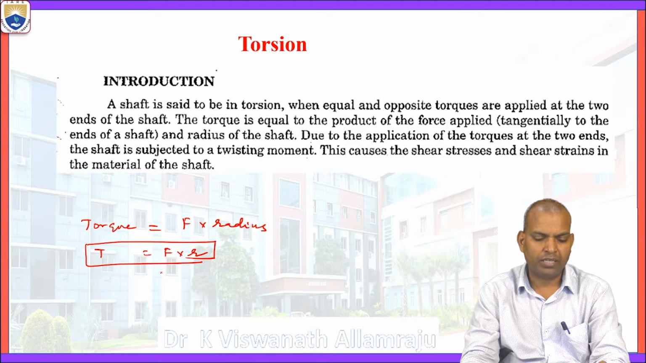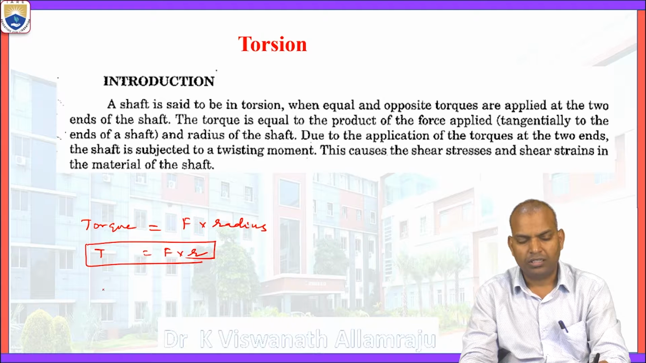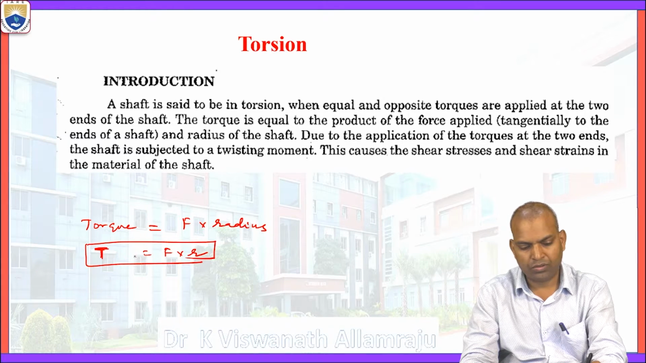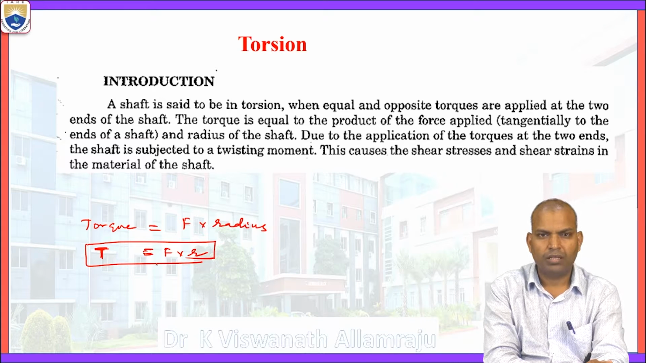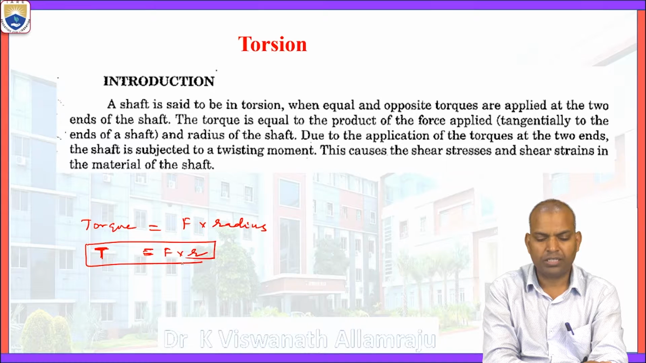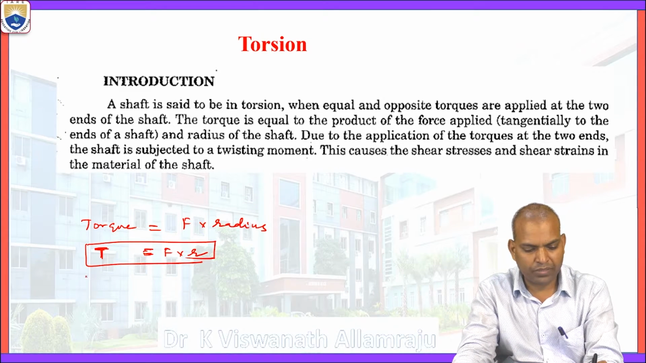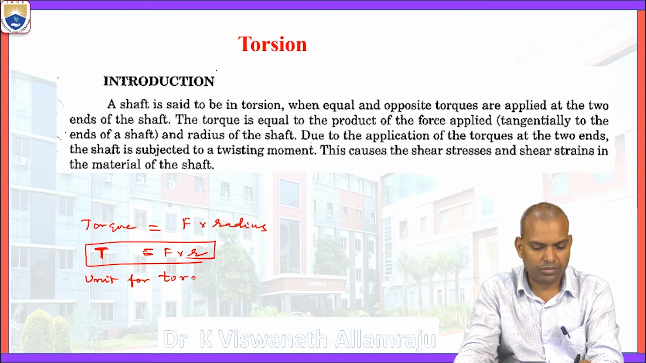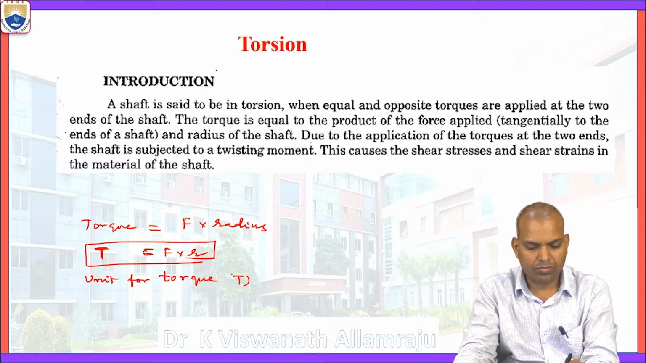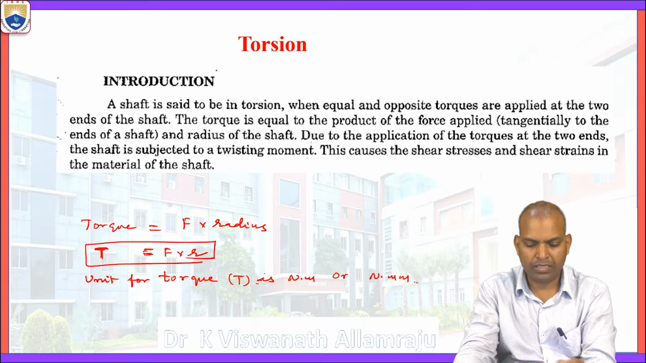So how to find this torque experimentally? It is by the torsion test rig. The torsion test rig is used to find the torque of a material. Here, the torque is denoted by capital T and is the force times radius. What is the unit for torque? The unit for torque T is Newton meter or Newton millimeter.